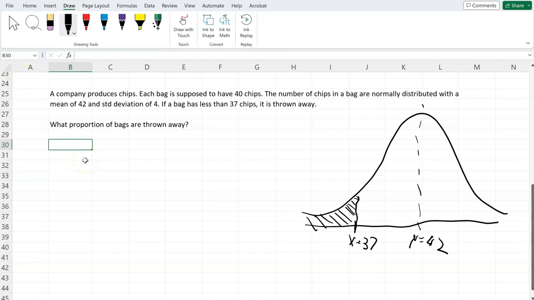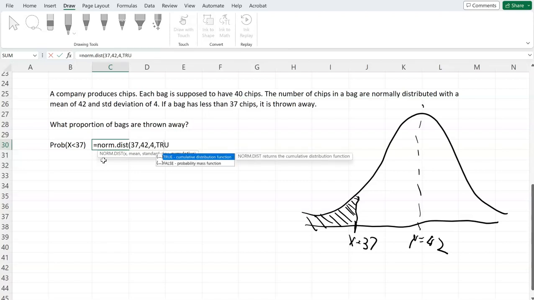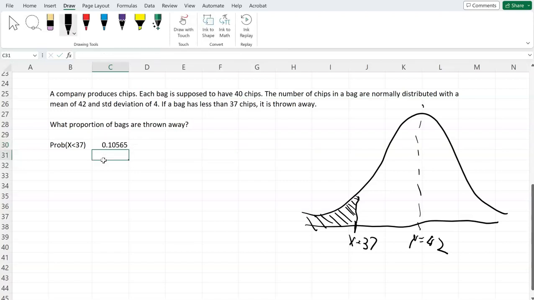So after we draw this, we have the probability that x is less than 37, which means that it will be norm.dist. So my x is 37, the mean is 42, standard deviation is 4, and my cumulative is true. So it is 10.56. So we would say then 10.56% of the bags are thrown away. Now, in business sense, this helps us to understand that this is a huge amount that's wasted. So now we need to reduce this.